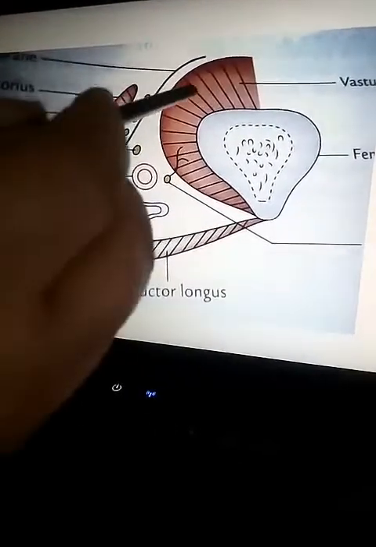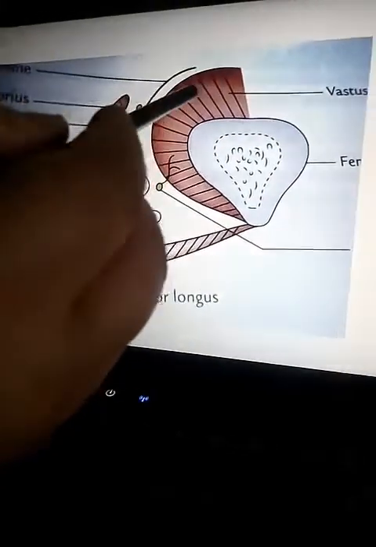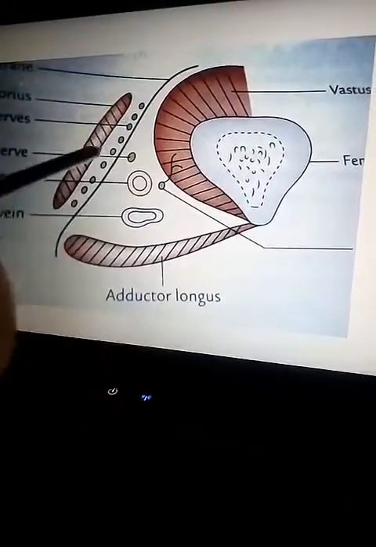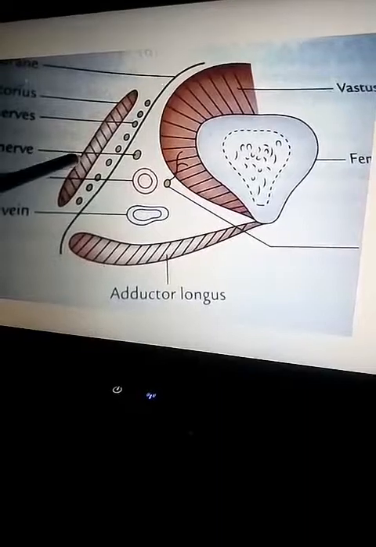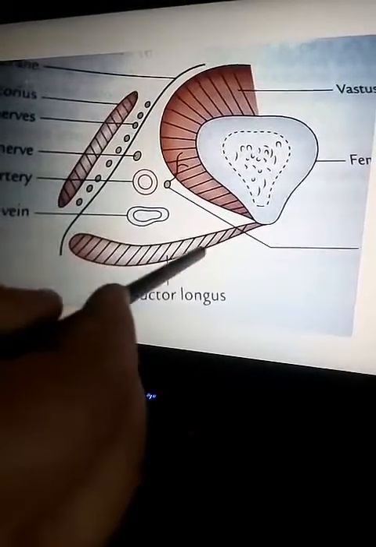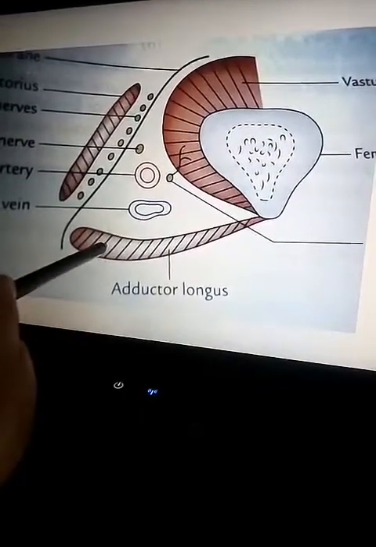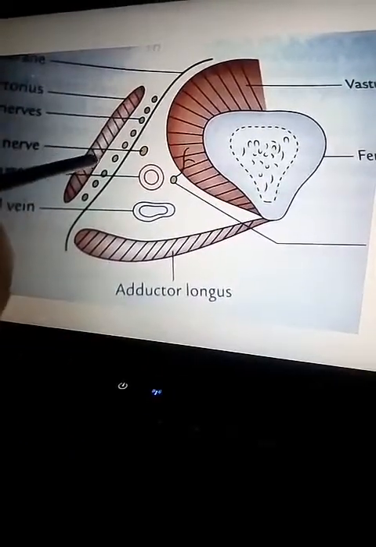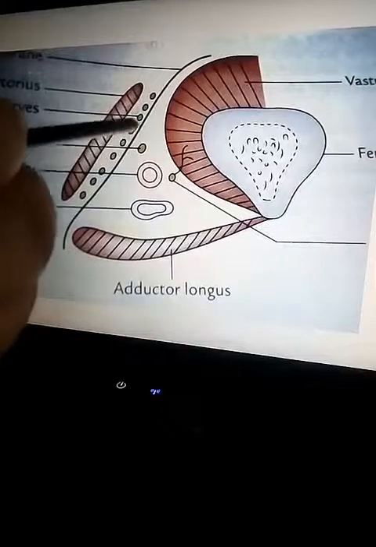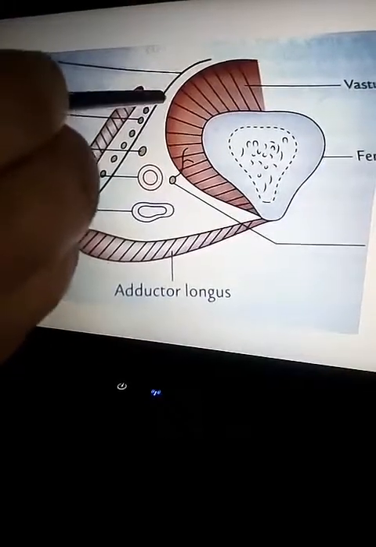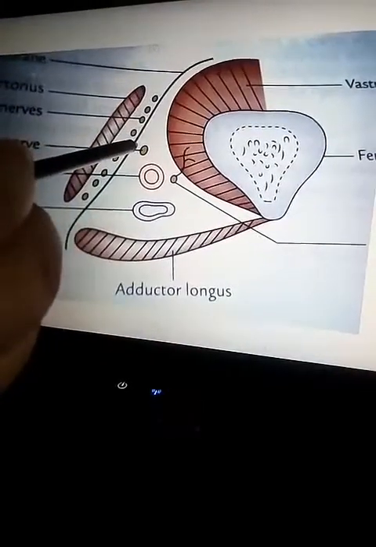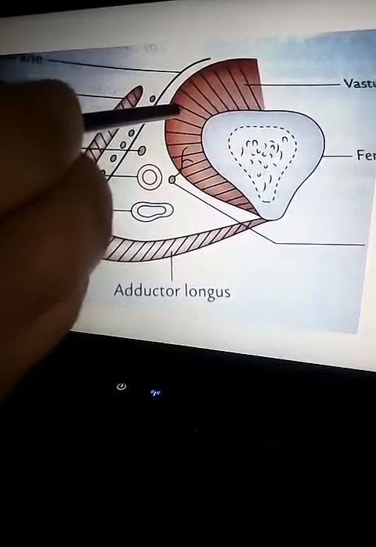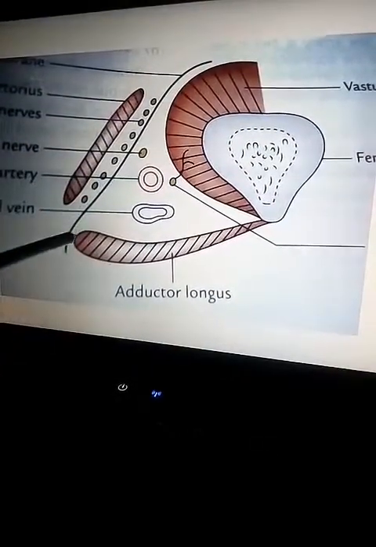Anterolateral wall is formed by the vastus medialis. Posterior wall is formed by the adductor longus above and the adductor magnus below. The medial wall, that is the roof, is formed by a strong fibrous membrane stretching across the anterolateral and posterior boundaries.